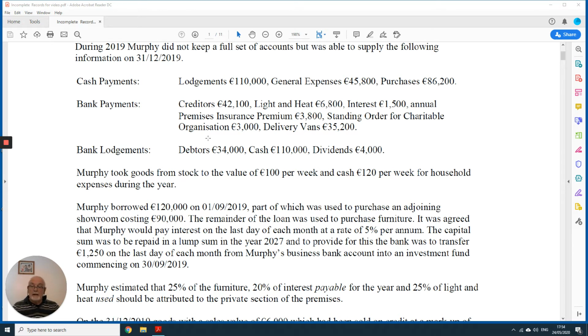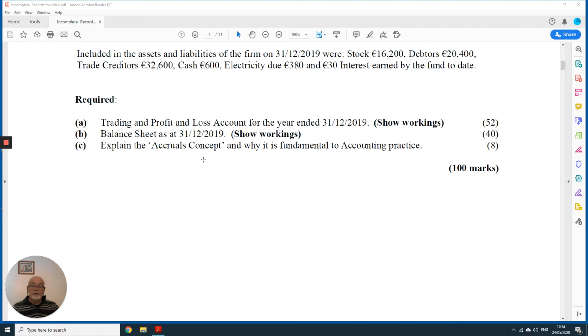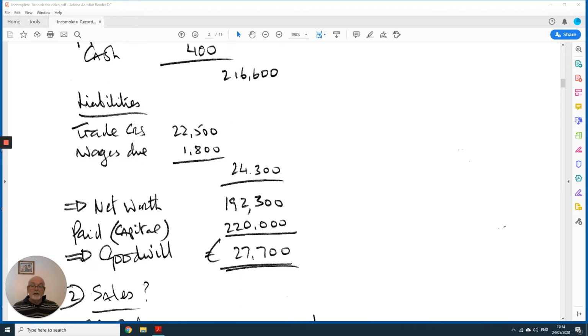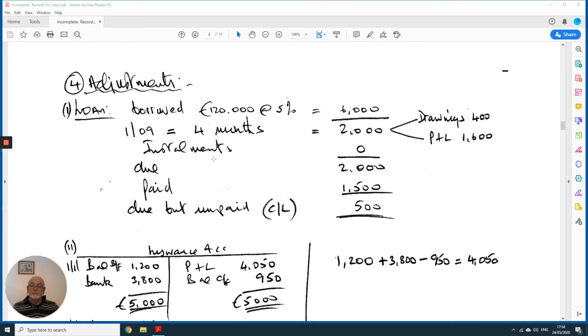So again, here in the bank lodgements, the debtors are paying us 34,000. The cash is 110,000, and the owner is introducing further capital of 4,000. Don't forget also then the borrowing, the loan of 120,000 on the debit side of the bank account. And we put all of that together then in, as we said, step 5 of our solution.